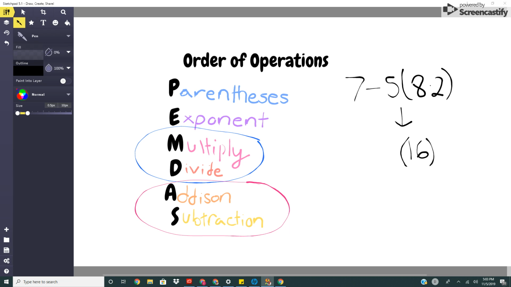You guys can pause this video and finish this if you want. Okay, we have that, and then 7 minus 5. Okay, so 7 minus 5 is 2. Now we have 2 times 16, and that would give you 32.